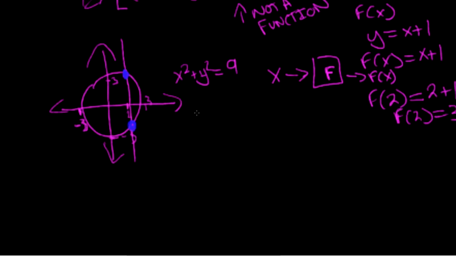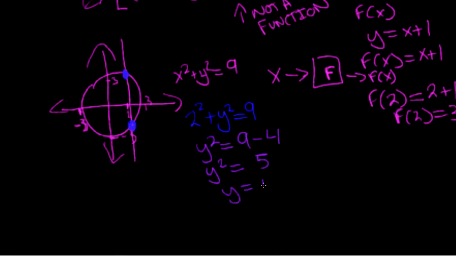So x squared plus y squared equals 9. So 2 squared plus y squared is equal to 9. Now we're going to solve for y, right? Y is basically the output, or f of x. So y squared is equal to 9 minus 2 squared, which is 4. 9 minus 4. Y squared is equal to 5.